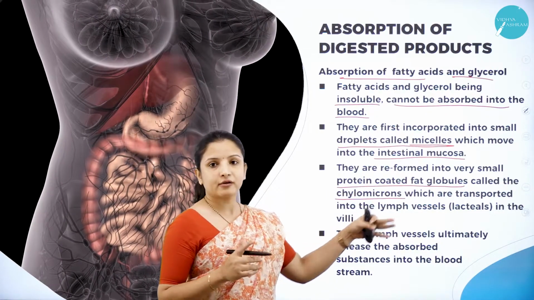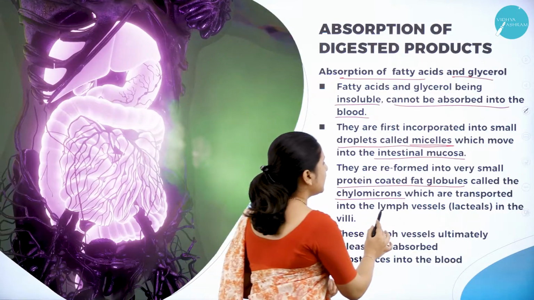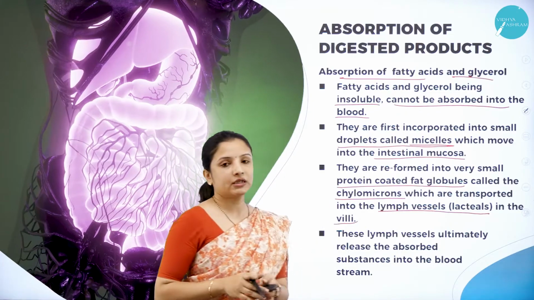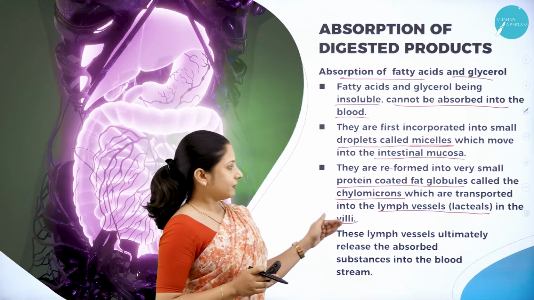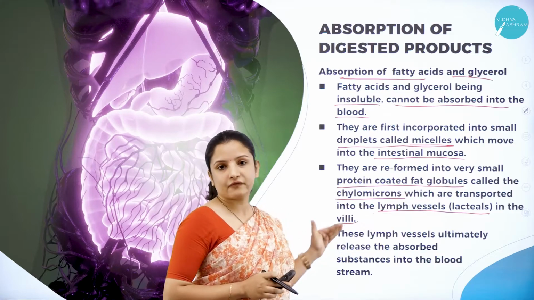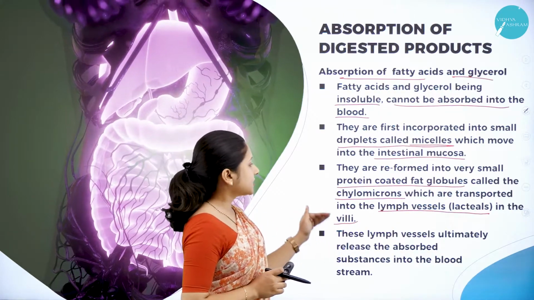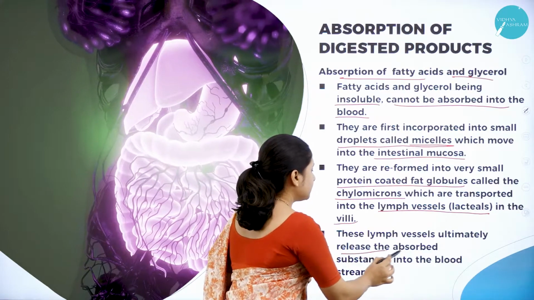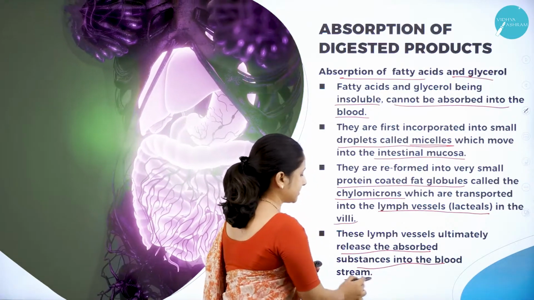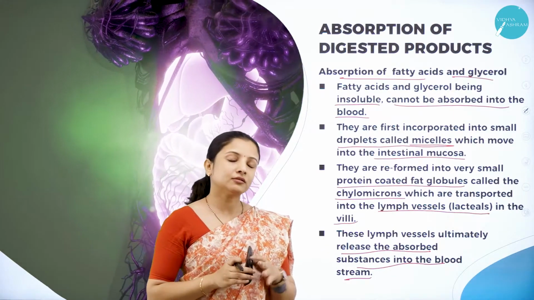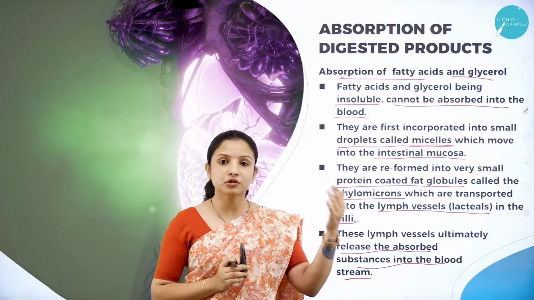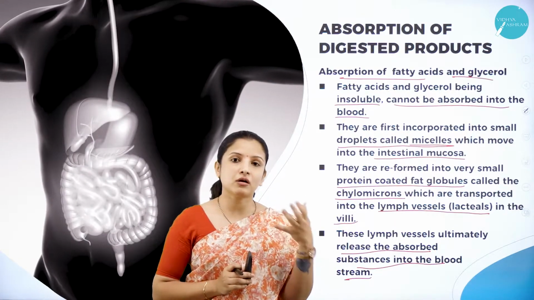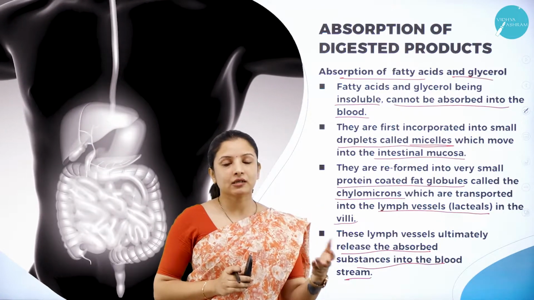These chylomicrons will be transferred into the lymph vessels, which are called lacteals, and then into the villi, which are the finger-like projections. So these lymph vessels are the ones that ultimately release the absorbed substances into the bloodstream. Why so complicated? Other things, like glucose or monosaccharides, or nutrients like amino acids and the electrolytes which we had seen, were directly soluble in blood.